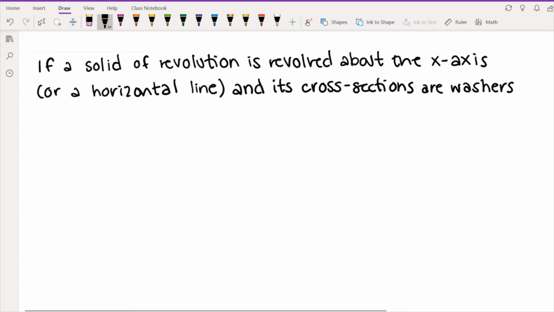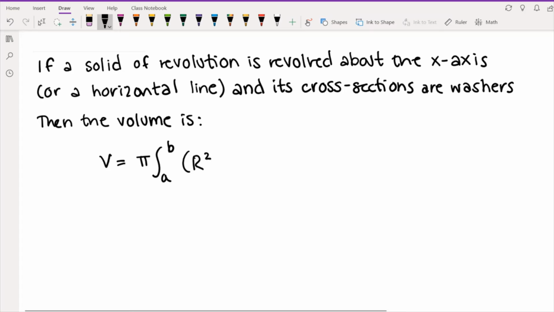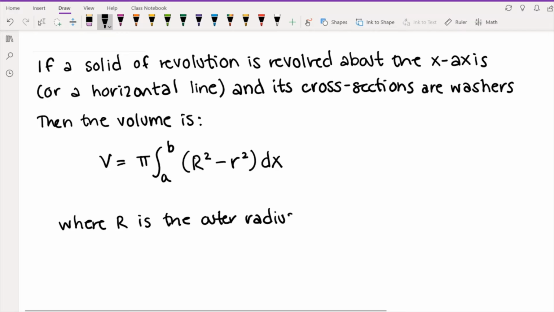So in this case, then the volume is going to be pi times the integral from a to b of big R squared minus little r squared dx, where big R is the outer radius of the washer, and little r is the inner radius.